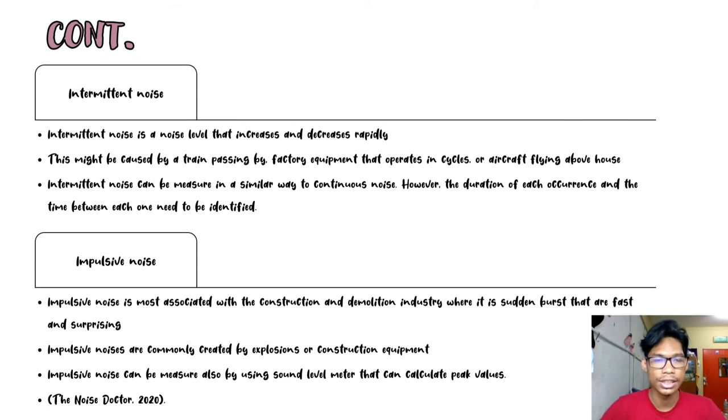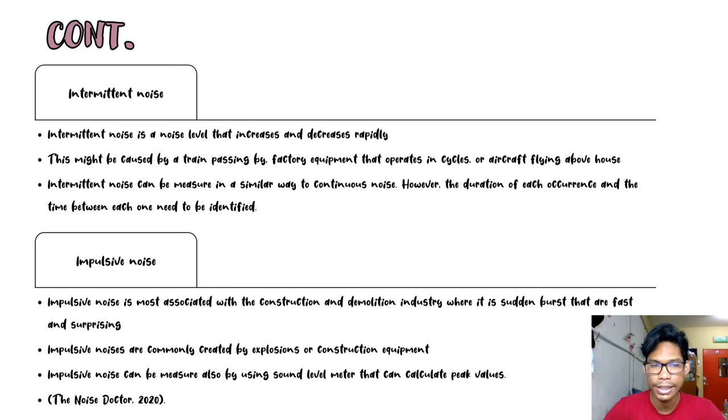The next type of noise is intermittent noise, which is noise that increases and decreases rapidly. This type of noise may be caused by a train passing by, factory equipment that operates in cycles, or also aircraft flying above a house. This type of noise can be measured in a similar way as continuous noise. However, the duration of each occurrence and the time between each one need to be identified.